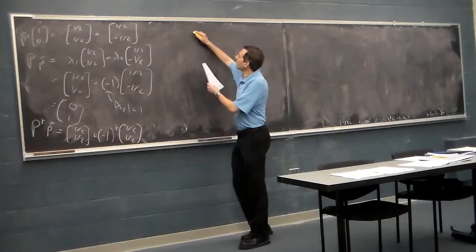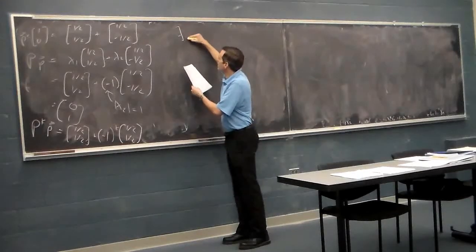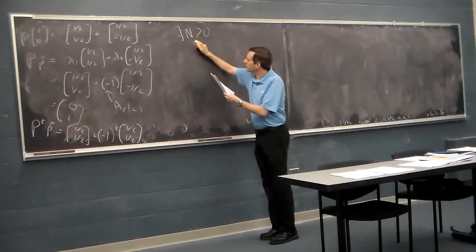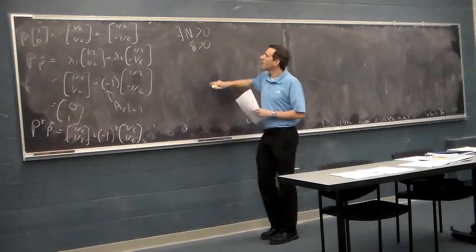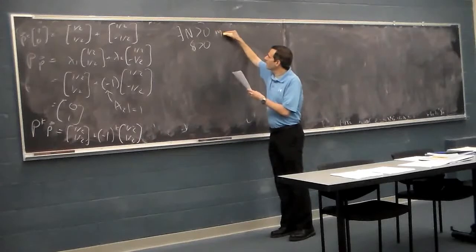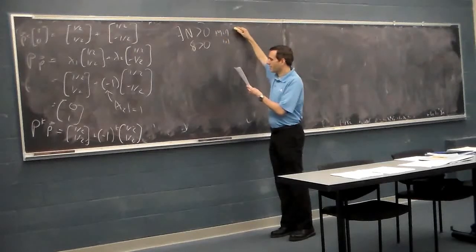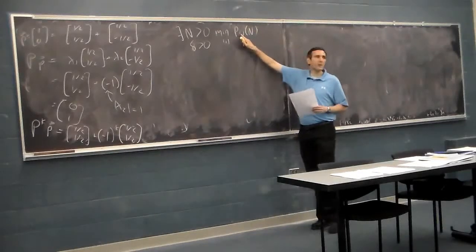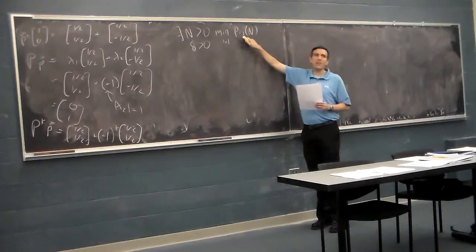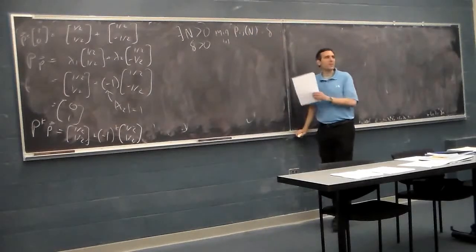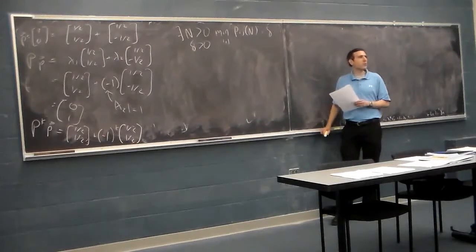And the test is as follows. So we ask, does there exist any n greater than 0 and delta greater than 0? And it's important that this is a greater than, not a greater than or equal to, such that the minimum over all i and j of p_ij(n), which again is the probability of going from state i to state j in exactly n steps, is greater than or equal to delta. So this is the test, and if that's true, then we know our Markov model has a unique stationary vector.